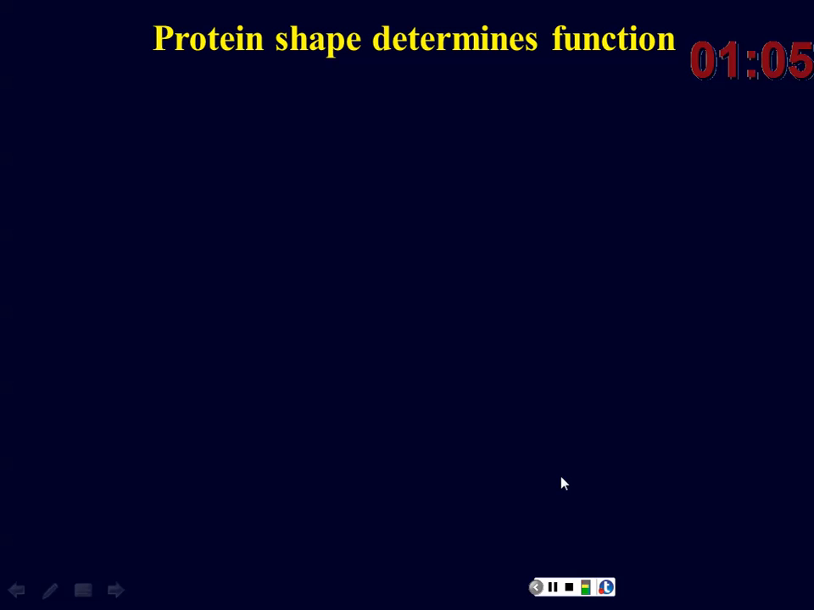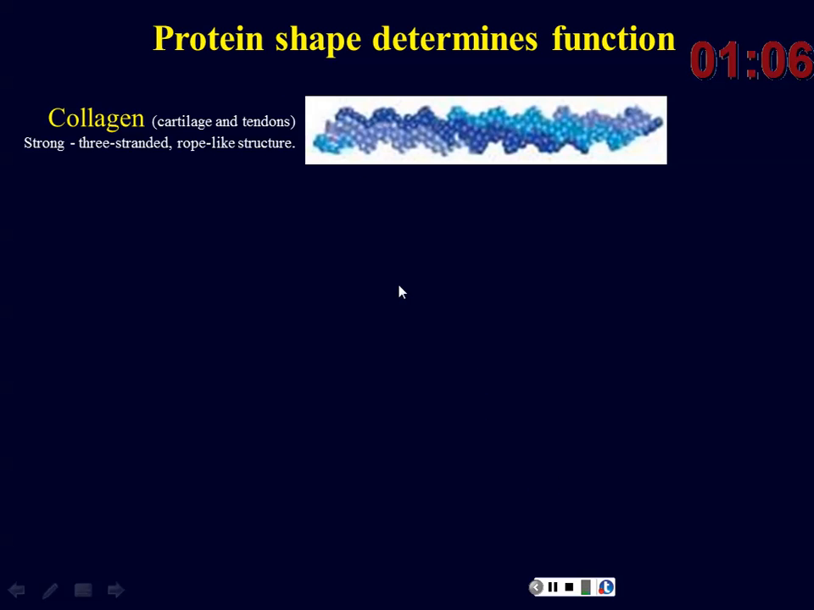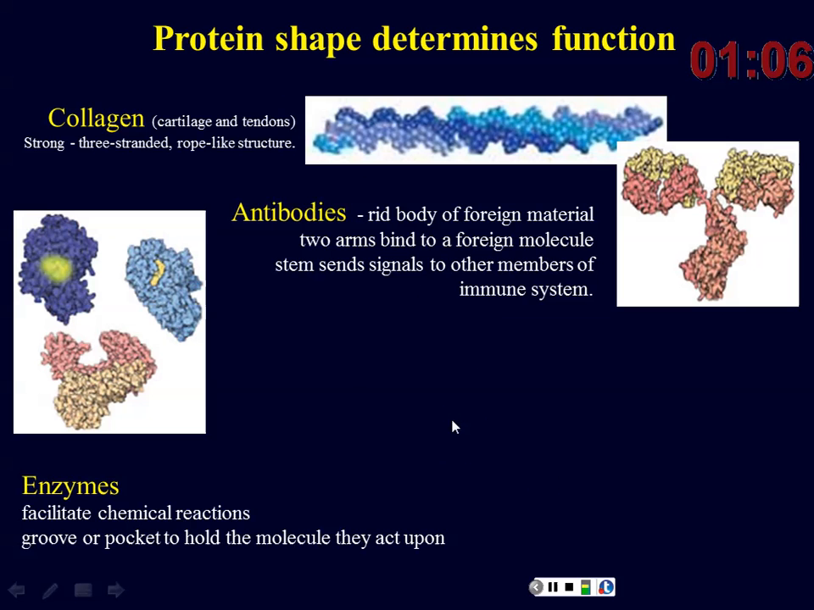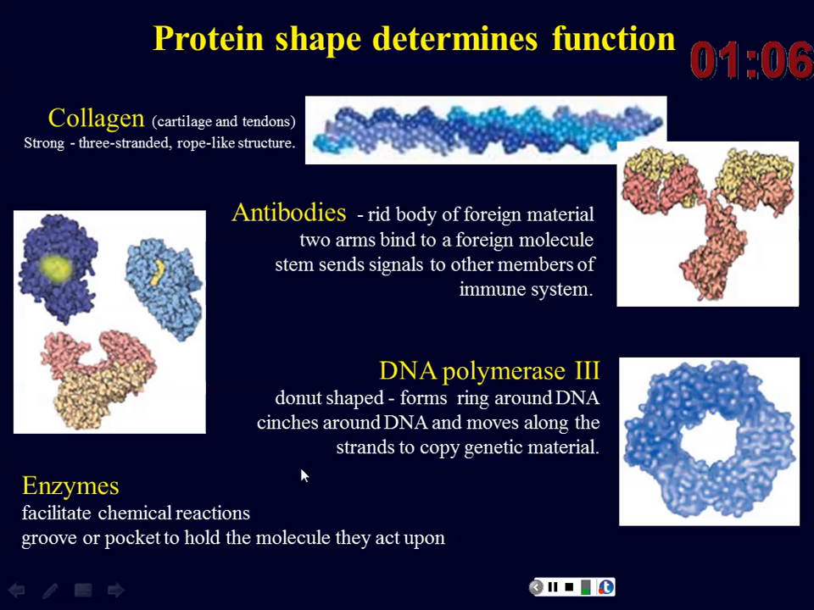Let's talk for just a moment. Protein shape is critical. You're not going to have to write any notes on this particular slide. I just want you to look at the shapes of some of these different proteins. That is collagen. That's an antibody. Those are enzymes, and this is DNA polymerase, which is involved in synthesizing DNA. I want you to look at the variety of shapes that proteins come in. Protein shape is the most important thing. It's how a protein works.